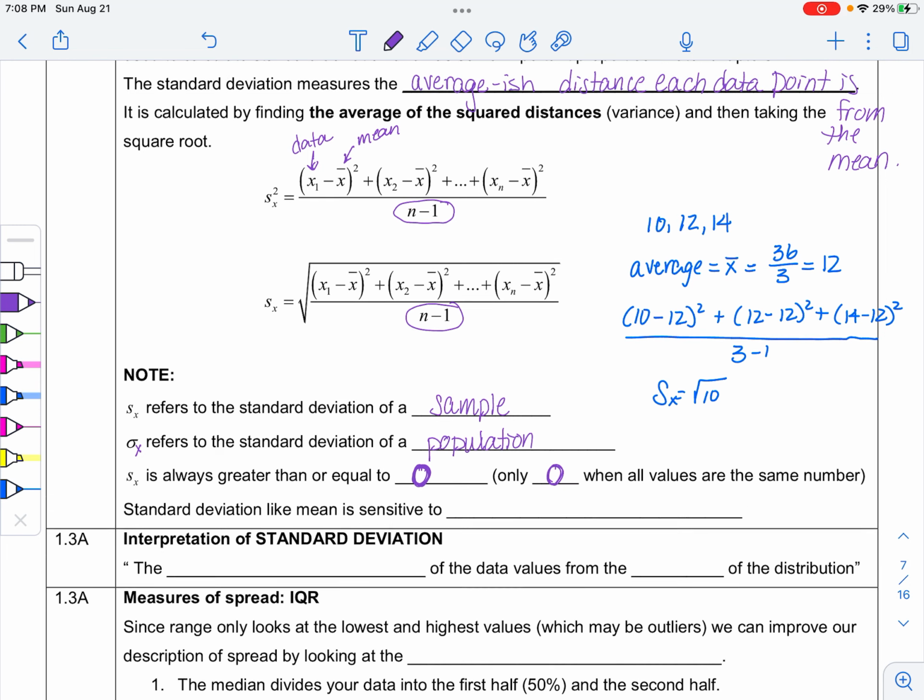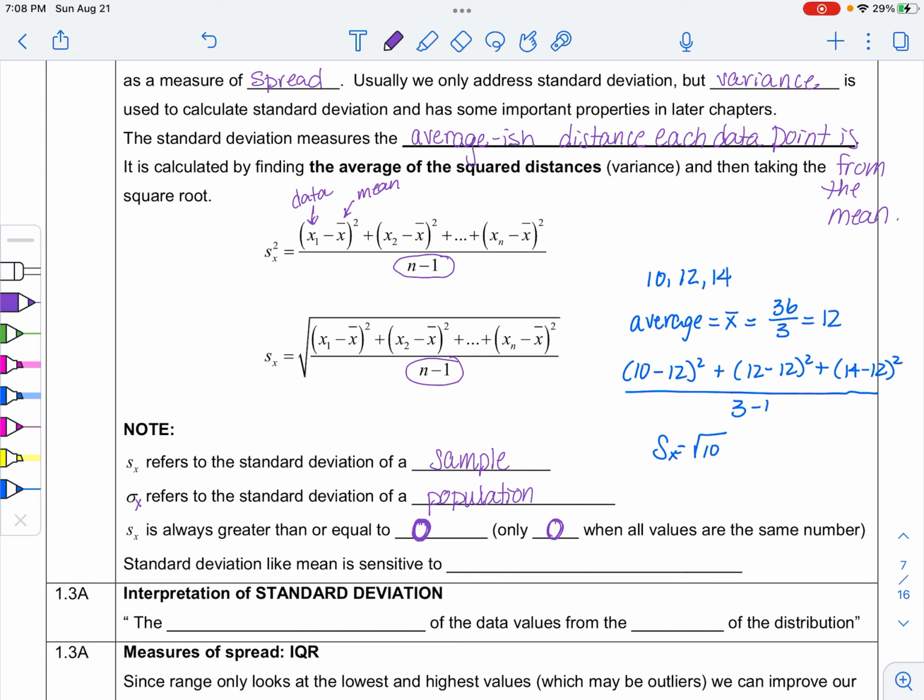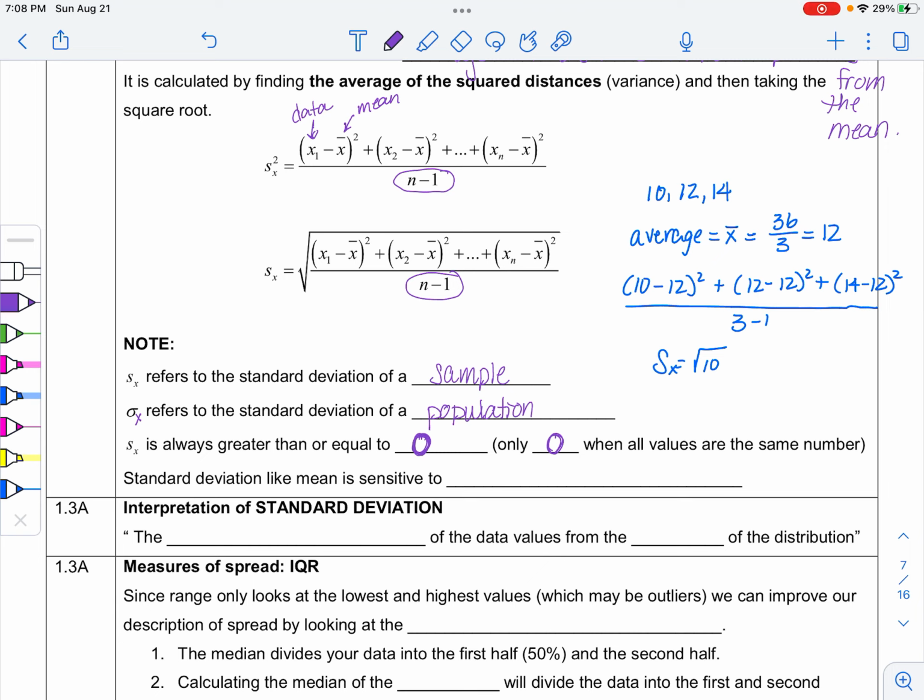It's because, again, standard deviation talks about the average-ish distance each data point is from the mean. So if your standard deviation is 0, that means they aren't away from the mean. The bigger the standard deviation, the more spread apart your data. That means they are further from the mean. The standard deviation, like the mean, is sensitive to extreme values. When it is sensitive, when it does change when there are outliers thrown in there, we would call that non-resistant.